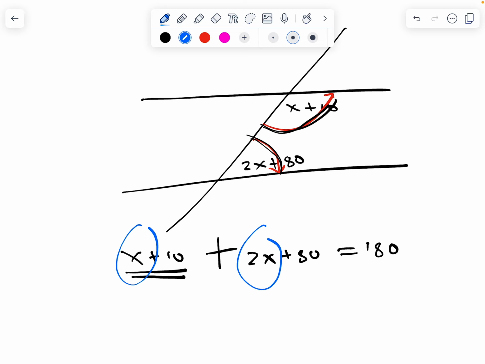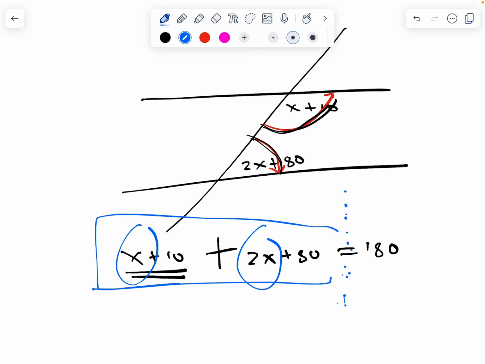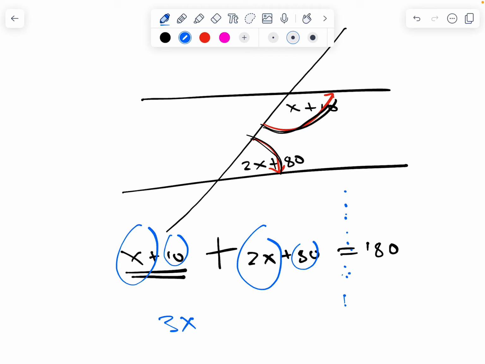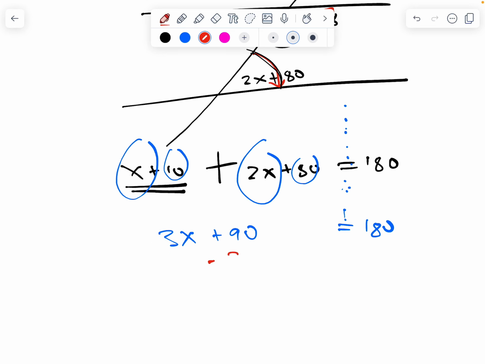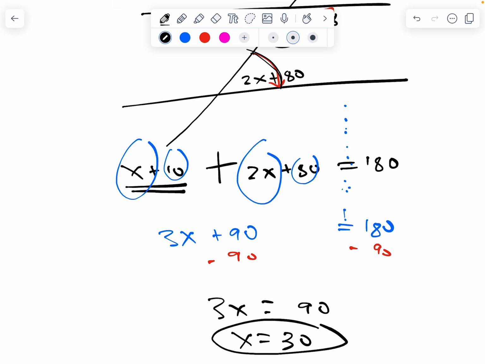Those x's and x's are on the same side of the equal sign. So because these are on the same side of the equal sign, we can combine them, and combining them is going to make 3x. The 10 and the 80 add up to 90, and then the 180 just comes down. From here, it's just regular algebra: we subtract 90 and get 3x equals 90, so x is 30, and we're done. We could plug it in and make sure it makes sense in the question.